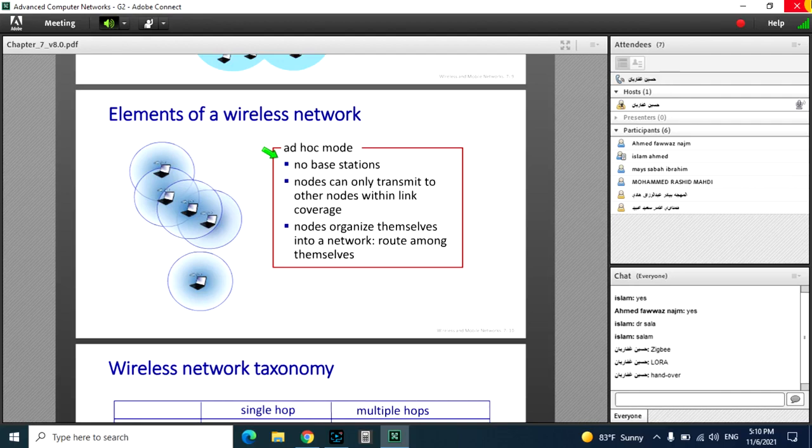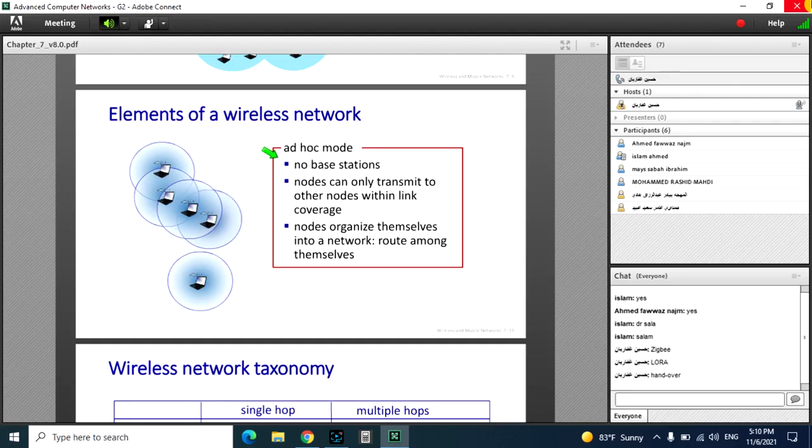So I can say, okay, there is a self-organized network. Yes, the ad hoc network is a self-organized network. It means that they should find a route between themselves, between the nodes in the ad hoc mode, finding the route between themselves and forwarding the packet to that route. Ad hoc is a special and interesting type of wireless network.